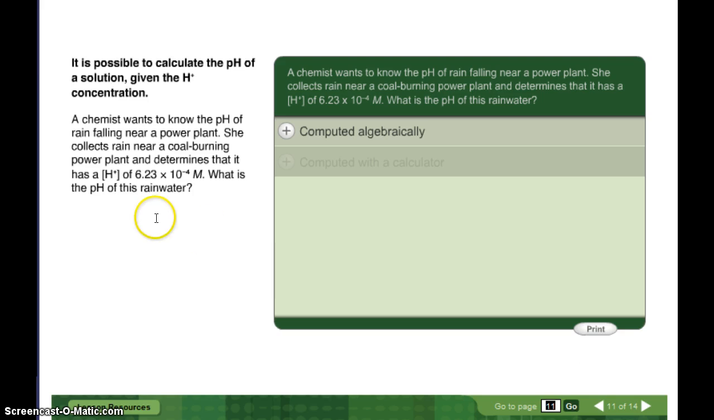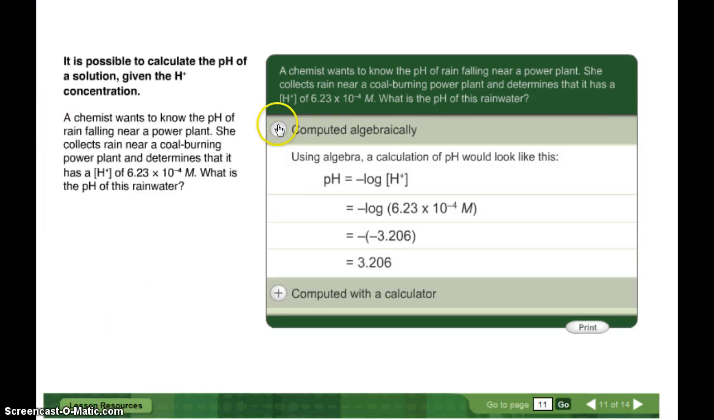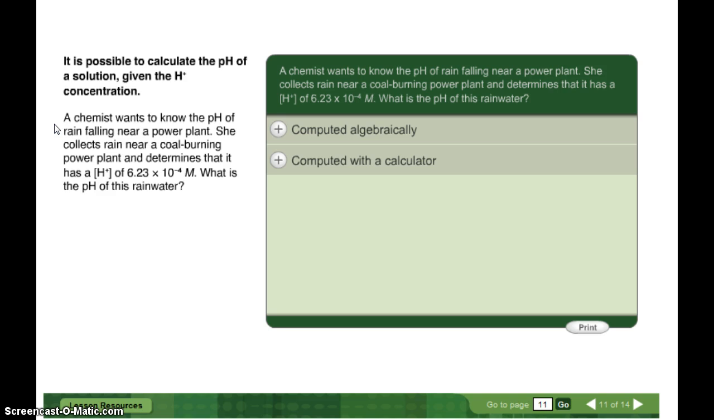It is possible to calculate the pH of a solution given the hydrogen ion concentration. So a chemist wants to know the pH of rain falling near a power plant. She collects rain near a coal-burning power plant and determines that it has a hydrogen ion concentration of 6 times 10 to the negative 4th molar. What is the pH of this rainwater?